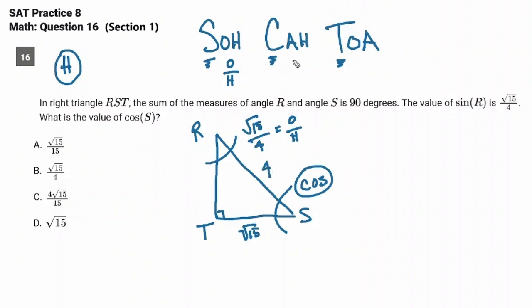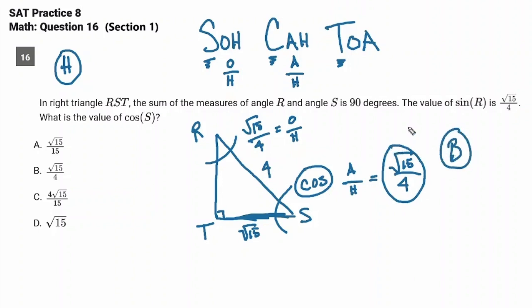Cosine is adjacent over hypotenuse. Alright, adjacent means next to. There's two sides adjacent to angle S. One of them's the hypotenuse though, so that's not the one that's adjacent. It's this one. So it's root 15 over the hypotenuse, which is 4. Guess what? That's it. That's the answer. It's B. You get it right, it's easy. You move on.